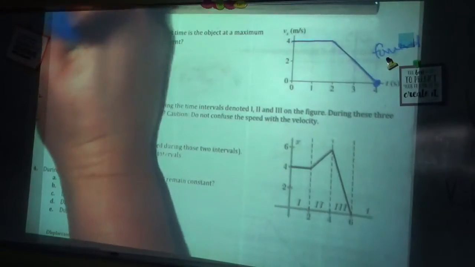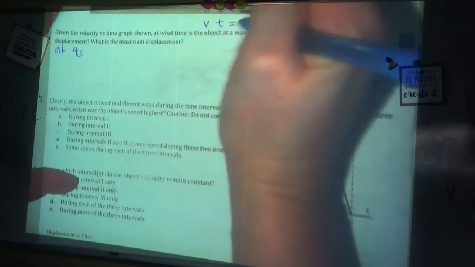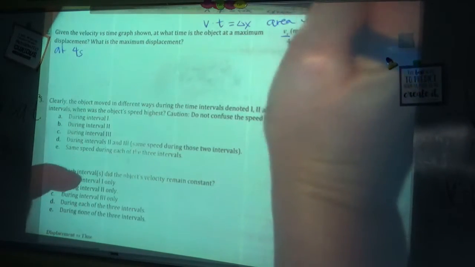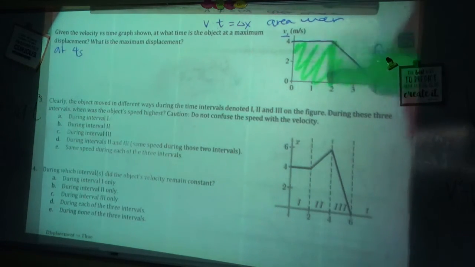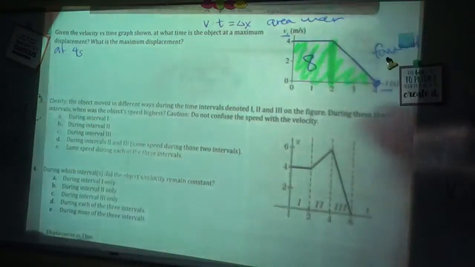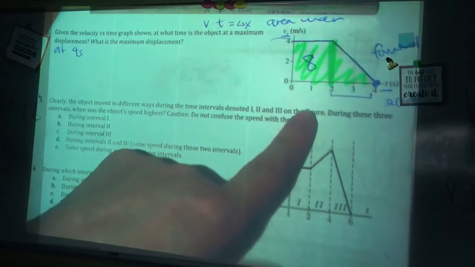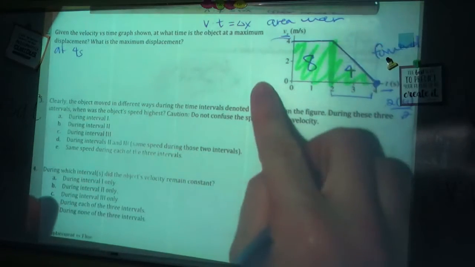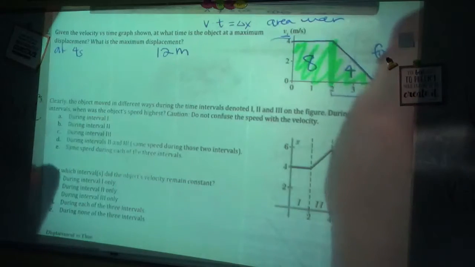So at 4 seconds. And to find the maximum displacement, well, I have velocity and I have time. You would multiply velocity times time in order to get delta x. That means area under the graph. And then finding area under the graph is pretty easy. You can break it up into this rectangle, 2 times 4, which is 8. And then this triangle, which has a base of 2 and a height of 4. So base times height divided by 2 gives me just 4. So in the first 2 seconds you walk 8 meters, and the next 2 you walk another 4. So the displacement was 12 meters at the end at 4 seconds.